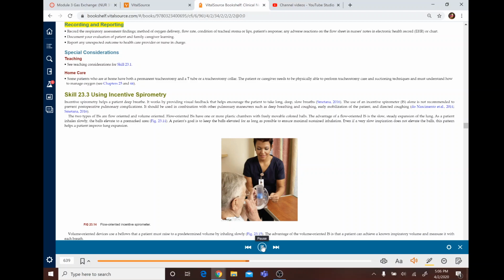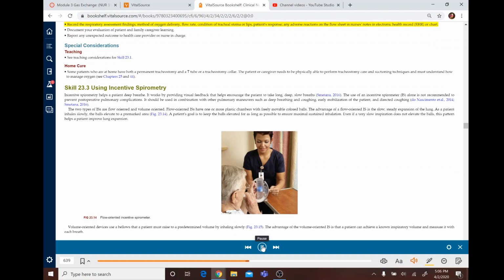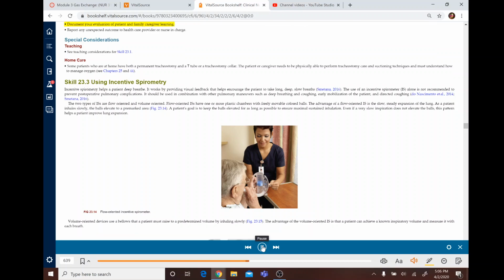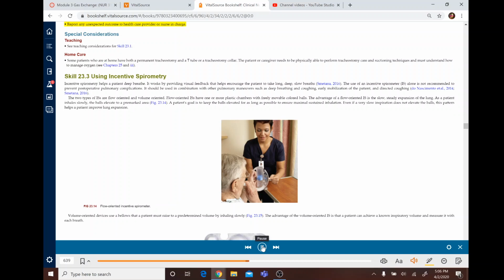Recording and reporting. Record the respiratory assessment findings, method of oxygen delivery, flow rate, condition of tracheal stoma or lips, patient's response, and any adverse reactions on the flow sheet, in nurse's notes in the electronic health record, or chart. Document your evaluation of patient and family caregiver learning. Report any unexpected outcome to the healthcare provider or nurse in charge.